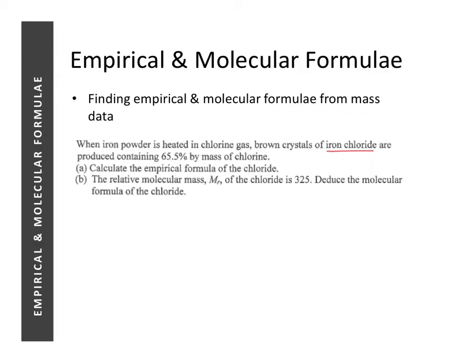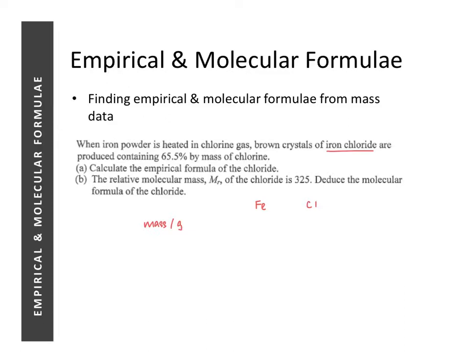Alright, so the elements involved would be iron and chlorine, and the first thing that we need to find is the mass of both. What makes this question even trickier is that we seem to be given only the mass of chlorine. What about iron? If you think of the compound iron chloride, if 65.5% of it is chlorine, what is the rest of it? It has to be iron. So we don't need to have the percentage of iron given in the question.